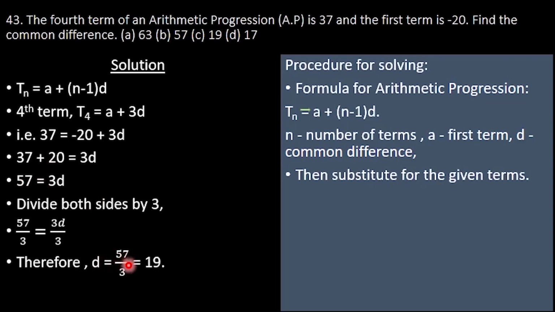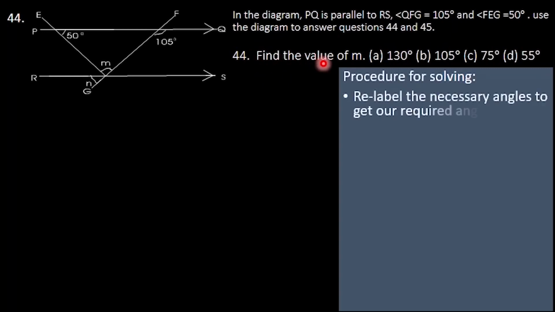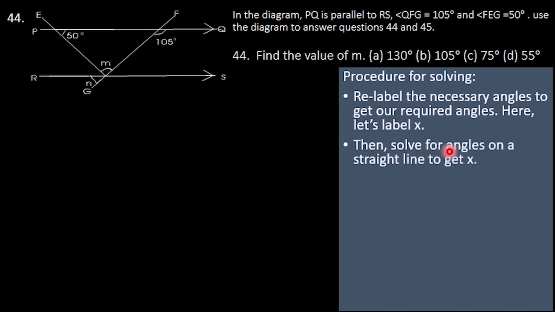Question 44. In the diagram, PQ is parallel to RS. Angle QFG is equals to 105 degree and angle FEG is equals to 50 degree. Use the diagram to answer questions 44 and 45. Now question 44 now, find the value of m. The procedure for solving this: label the necessary angles to get our required angles. Here let's label S. Then solve for angles on the straight line to get S, and solve for angles in a triangle to get M.